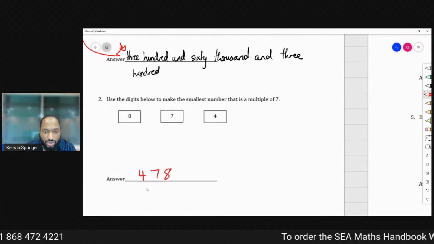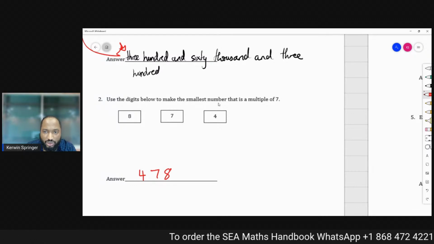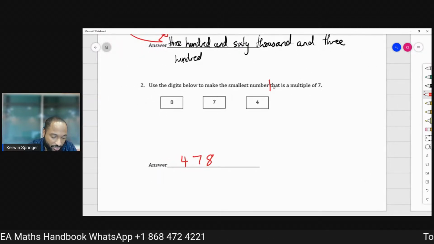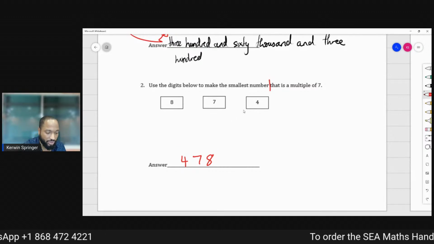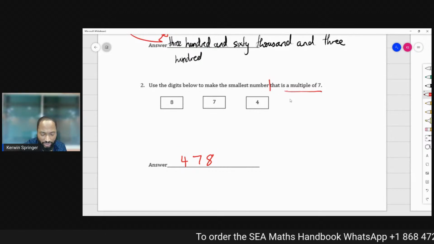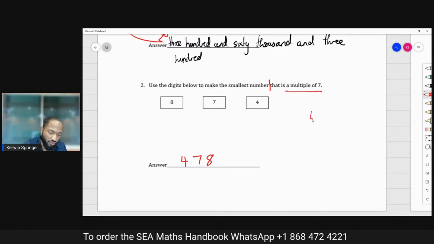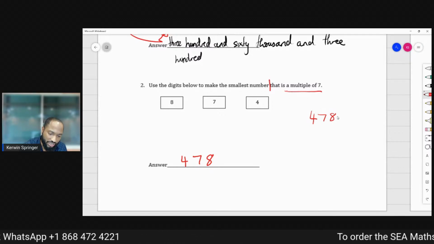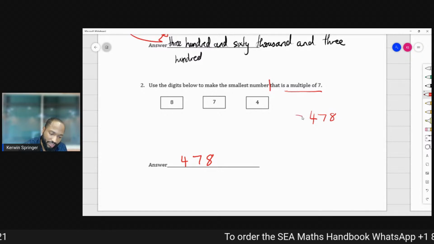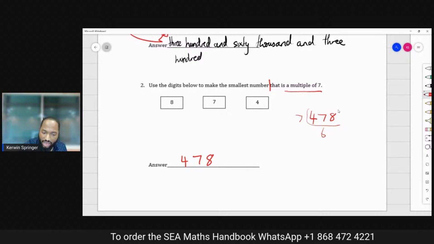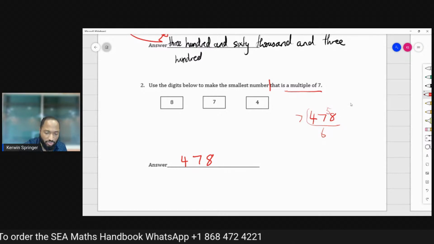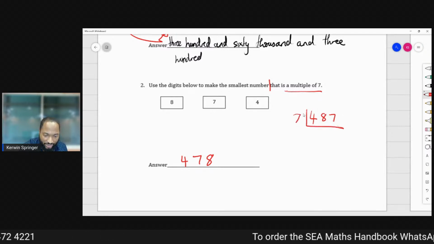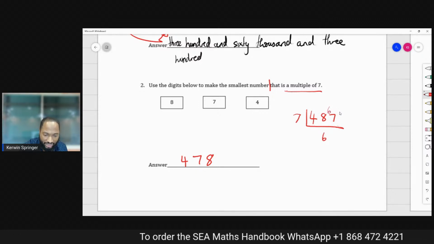Did I make a mistake in this one? Use the digits below to make the smallest number that is a multiple of 7. I just stopped reading right here. Is this number a multiple of 7? Smallest number that is a multiple of 7. This question actually comes in part 2. So 4, 7, 8. Can 7 go into 478? Let me check. 7 into this is 6 remainder 5. Nope. So let's try the next smallest number, 4, 8, 7. 7 into this is 6 remainder 6. Can 7 go into 67?